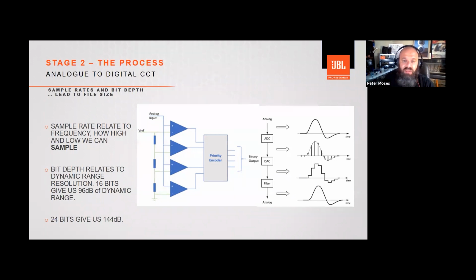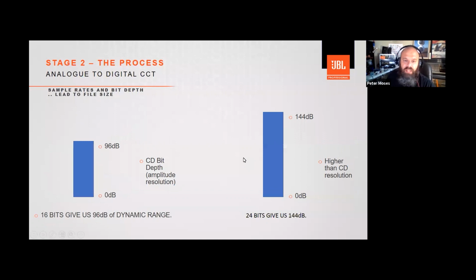16 bits, which is the bit depth of a compact disc, a physical medium, allows us 96 decibels of variation between softest, quietest to loudest. These days, a lot of digital audio protocols support higher resolutions that go as far as 24 bits, which give us 144 decibels, outperforming the physical CD medium. When we look at this, of course, it's vital to know that 16-bit files versus 24-bit files are going to have different file sizes.